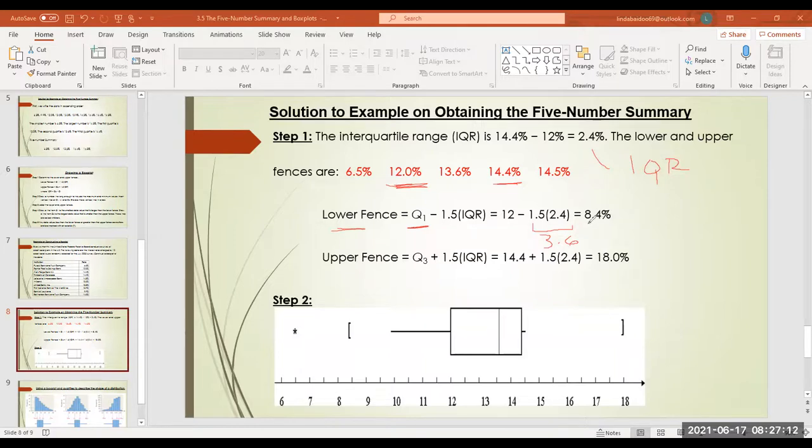That is our lower fence. Take that same 3.6 and then add it to 14.4. 14.4 is Q3. If we add it, that gives us our upper fence. So now we know our lower fence, we know our upper fence. That is the first step in the construction of a box plot.